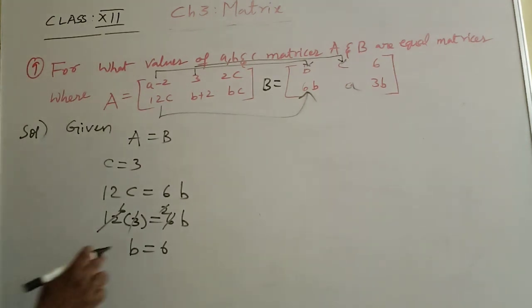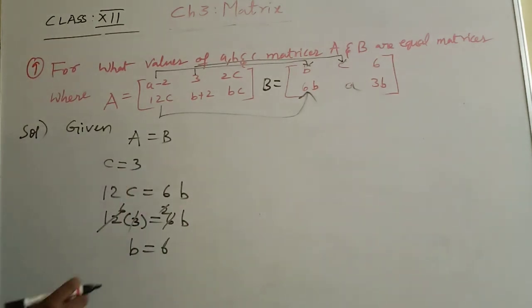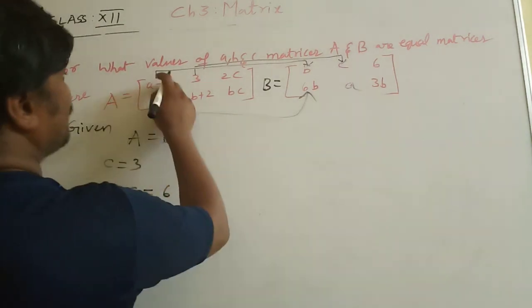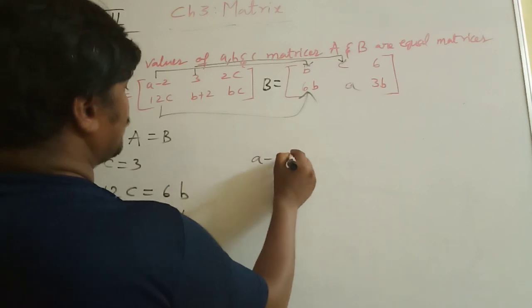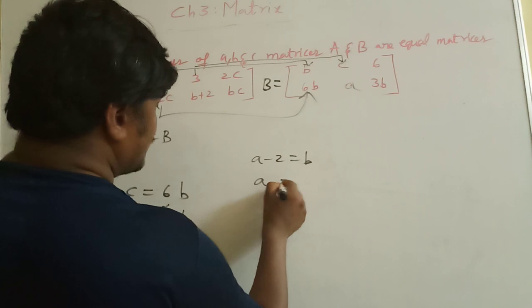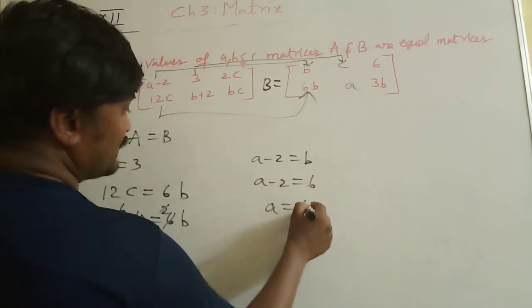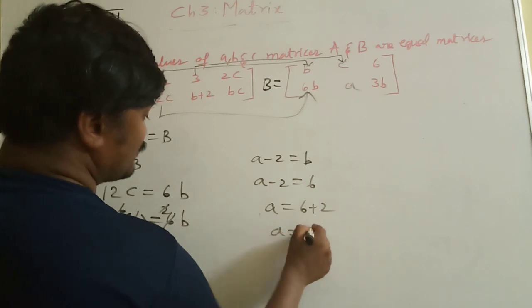So B value got as 6. And then C value got as 3, and then it is very easy now. Now first one, A minus 2 is equal to B. Now A minus 2 is equal to B, which is 6. A is equal to, minus 2 goes to that side, plus 2, 6 plus 2. So A is equal to 8.